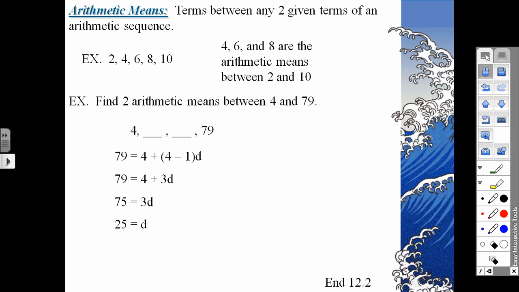So once I know d is 25, that's your common difference. You just add it, right? So take 4 and add 25, and we get 29. To get the next term, we're going to take 29 and add 25, get 54. And just to double check, make sure that you did do everything, all your calculations correct, add 54 plus 25 and make sure that you're getting 79. Because, you know, every once in a while you make a little careless error or something, which you wouldn't necessarily know until you see at the end if it worked or not. Okay, so that's arithmetic means.